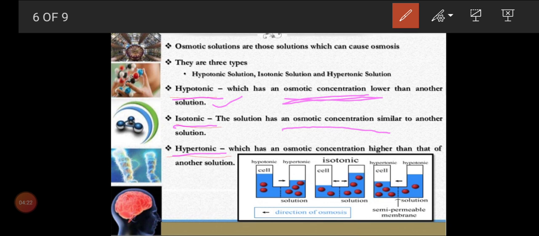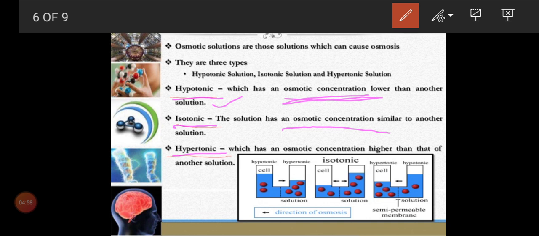Next, the third type, hypertonic solution. A hypertonic solution contains more solute particles. Imagine you take a glass of water and add 10 spoons of sugar or salt; that solution is called a hypertonic solution. More solute particles in the solution is called a hypertonic solution. So here the concentration of the solution is more. If you drink this hypertonic solution, you will taste it as very salty or very sweet.